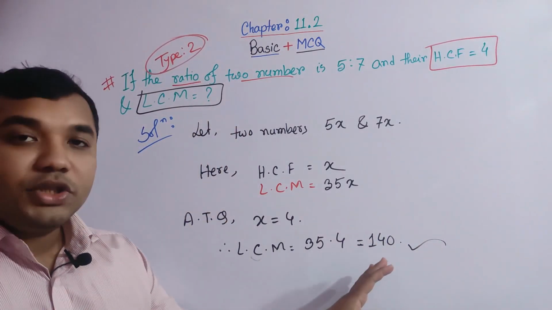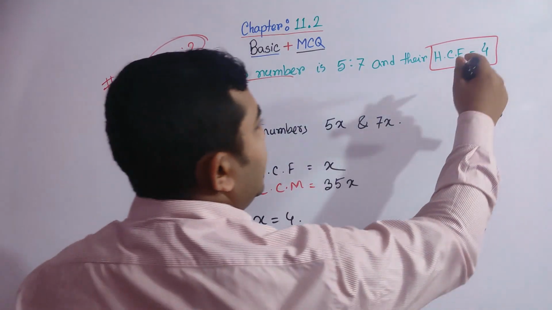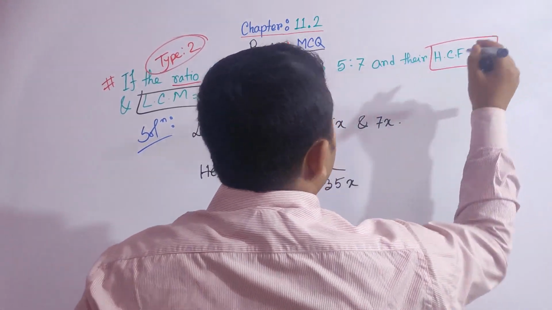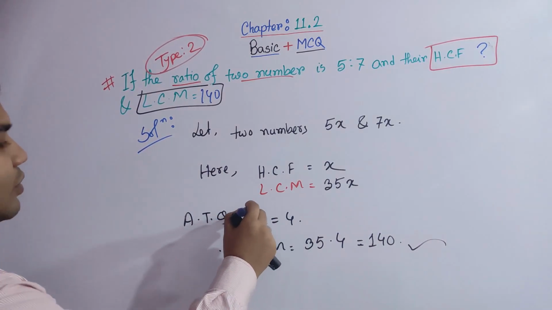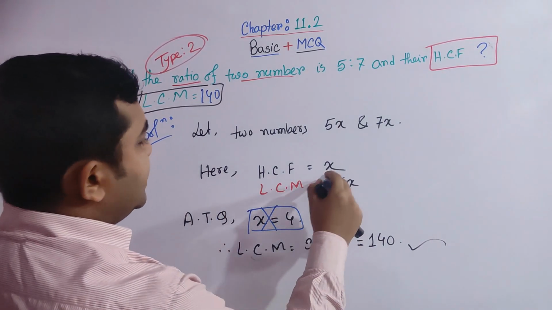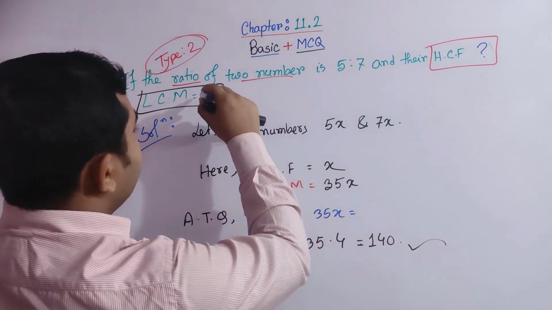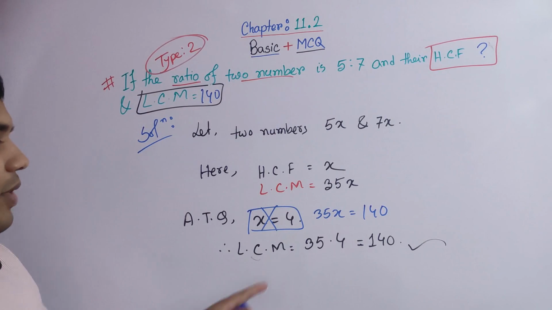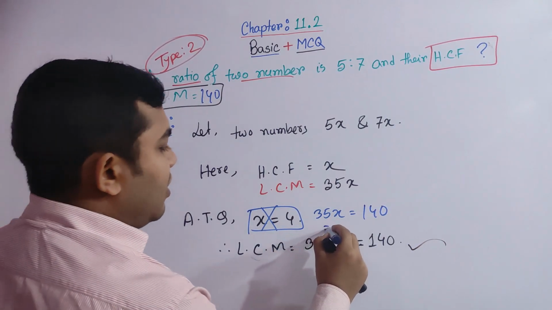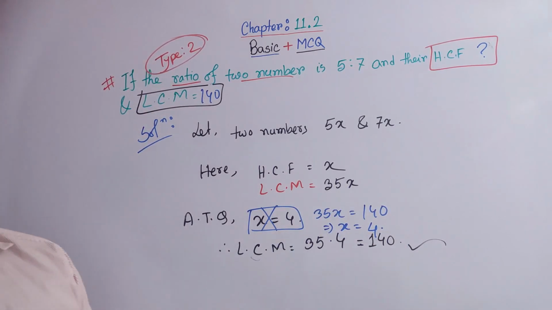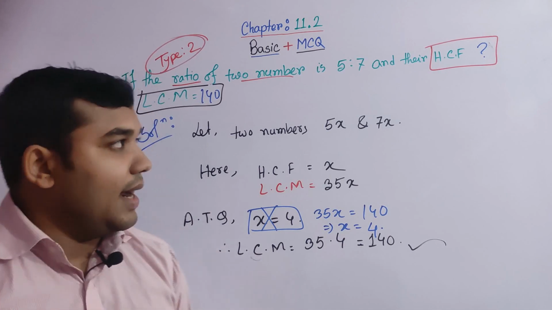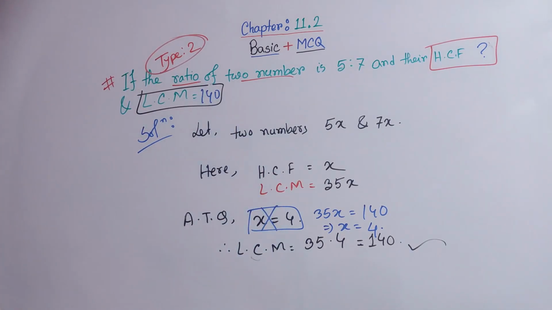So if our question looks like this, that is HCF is what you have to find, but fortunately your LCM was given, that is 140, then how can we find that? At that time, according to the question, 35x equals 140, and from here if we calculate this, then we get x as 4, and that was our HCF. Can you understand? And this type 2 is very much important for any exam.